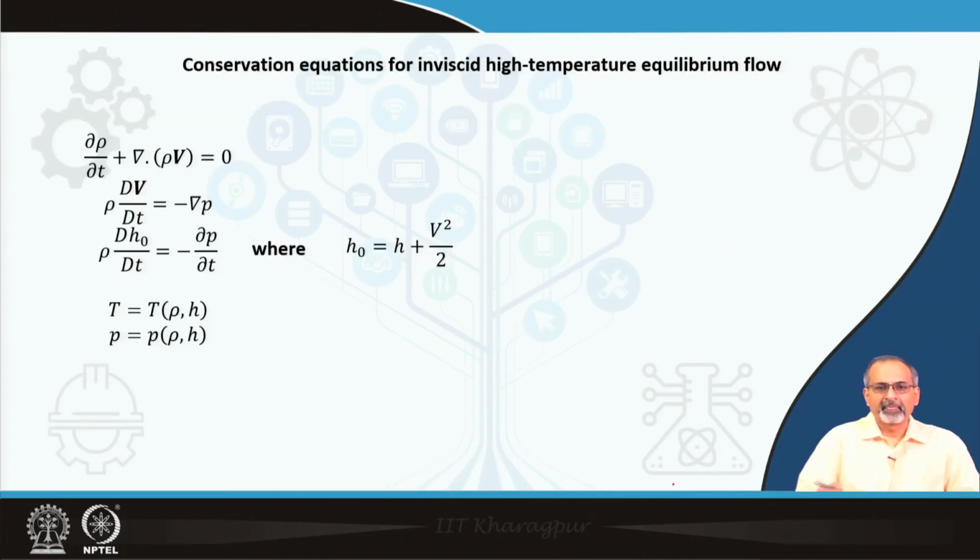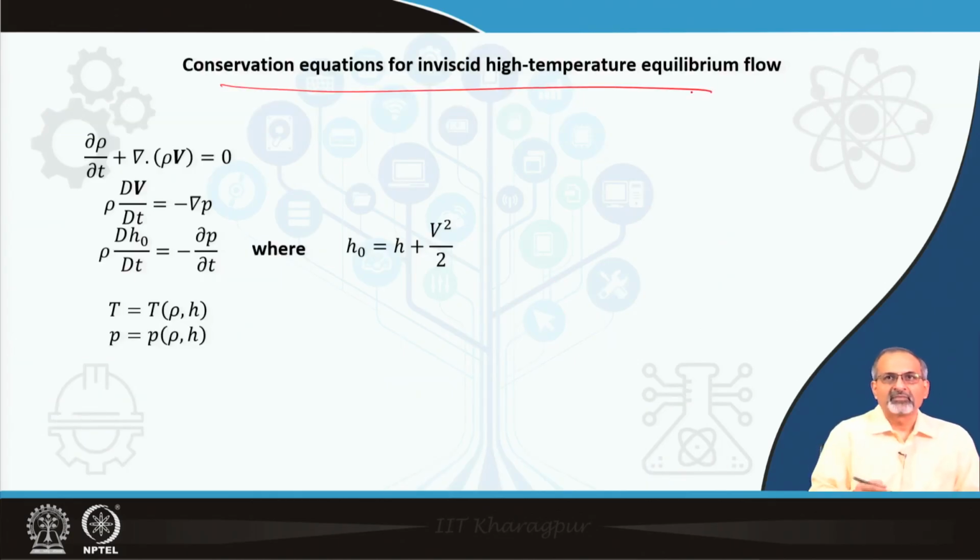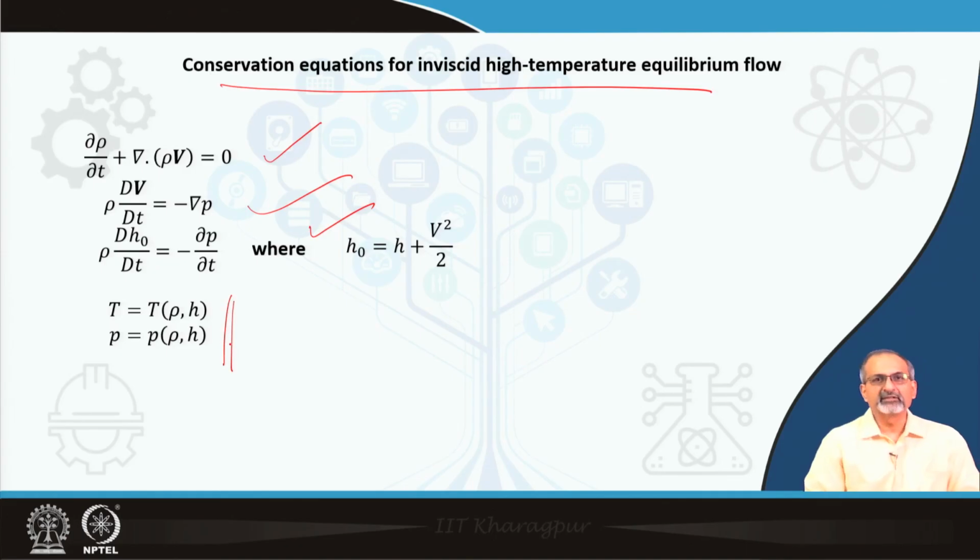Having said that, if you write those equations in the vectorial form instead of the index notation that we were using, then we see the continuity equation, the momentum equation, the energy equation with the definition of stagnation enthalpy, and the equations of state represented at high temperature in the form of correlations, which could be of this form, where temperature and pressure have been shown to be functions of density and enthalpy, for example.